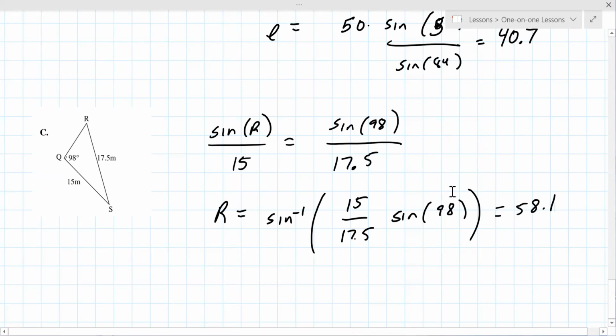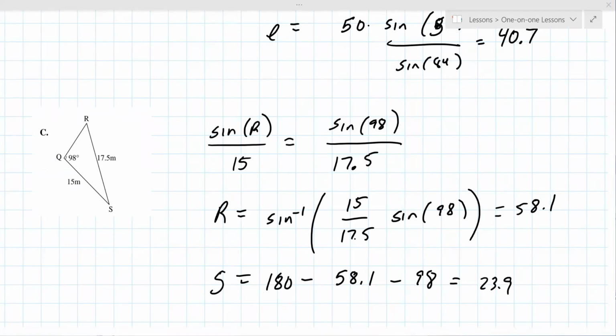All right. So to find S is where it's a little different. It's 180 minus R, which you just found, minus the other angle. So you only have to do law of sines once to find the angle. After that, let's find the side, right? Yeah.